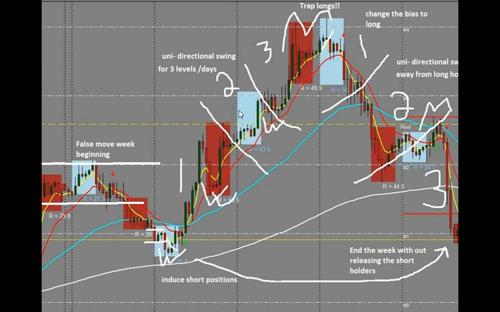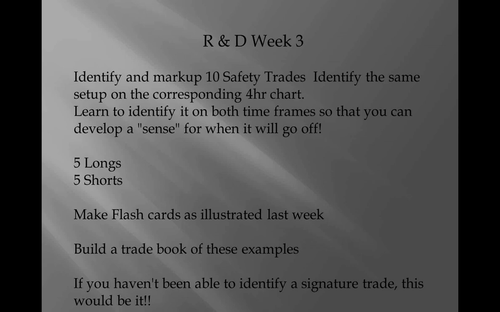Okay, let's discuss what our opportunities were in our assignments for research and development. Week 3: you were asked to identify and mark up 10 safety trades, and identify the same setup on a corresponding 4-hour chart. You can do it on the hourly or the 4-hour. Learn to identify it on both time frames so that you can develop a sense for when it's going to go off. You were asked to do 5 longs and 5 shorts. And then a continuation would be to finish your flashcards and build a trade book, with some examples of this so that you can refer to them.